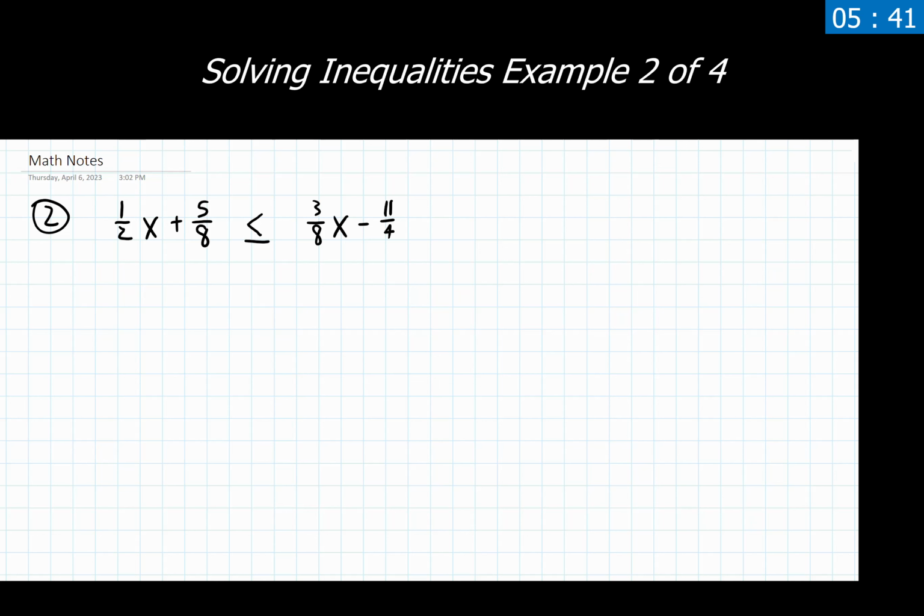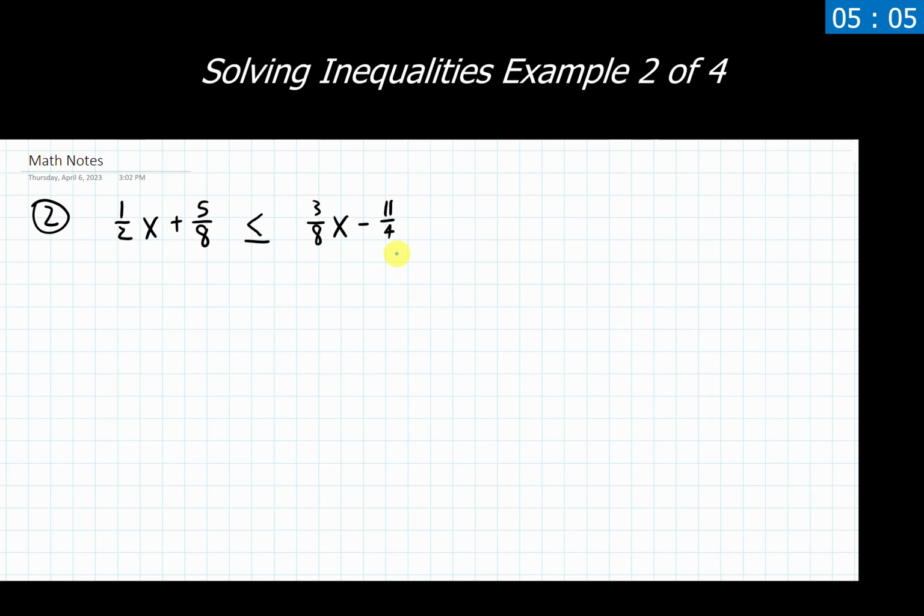Our second example of solving inequalities algebraically is given to us here. Now we have a whole bunch of fractions that are showing up with this particular problem. We have 1/2 x plus 5/8 is less than or equal to 3/8 x minus 4, or 11/4, I should say. So, yay fractions. Well, thankfully, we learned a process previously of how we go through and eliminate fractions in equations, and we can therefore use that again in working with inequalities.